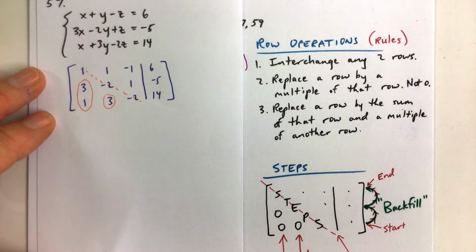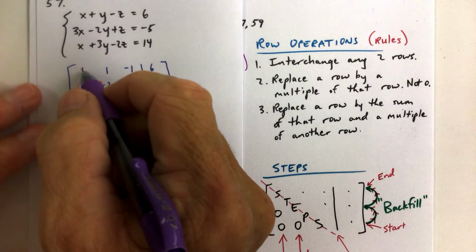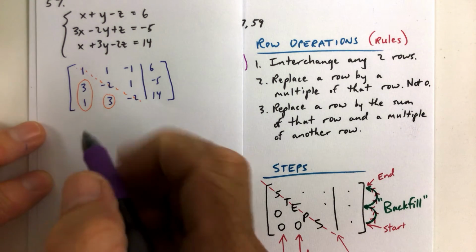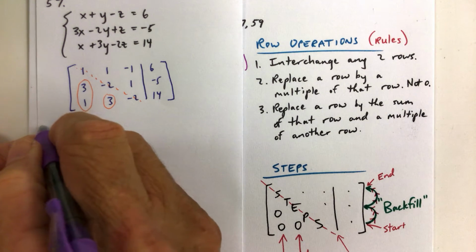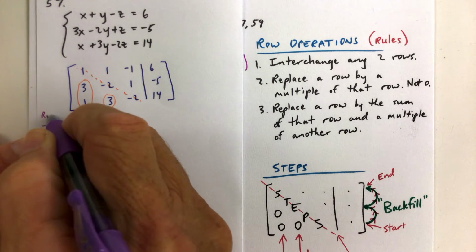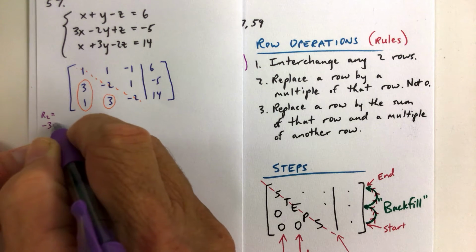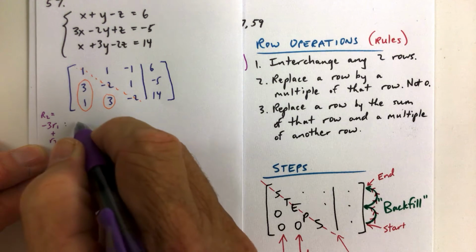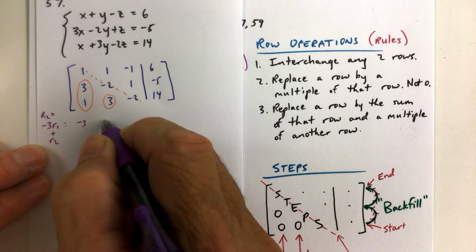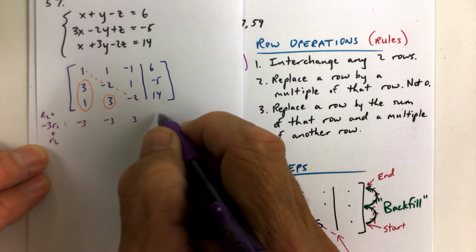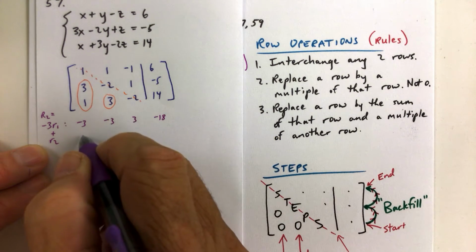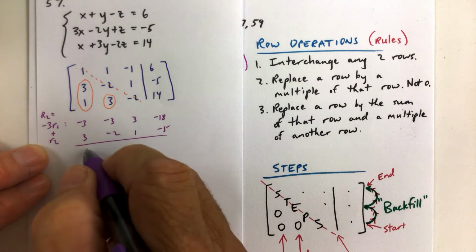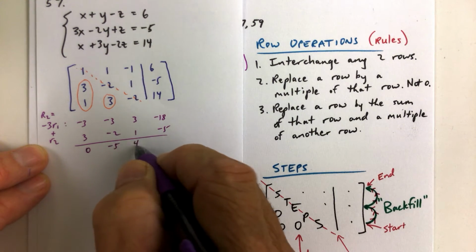Well, it's nice to have a 1 right there in the first position, because then we can use that 1 to get zeros in the other 2 rows. So we're going to take -3. So our new row 2 is going to equal -3 times row 1, and we're going to add to that row 2. -3 times row 1 would look like this: -3, -3, +3, and then -3 times 6 is -18. Row 2, the current row 2, is 3, -2, 1, and -5. When you add those two together, you get 0, -5, 4, and -23.